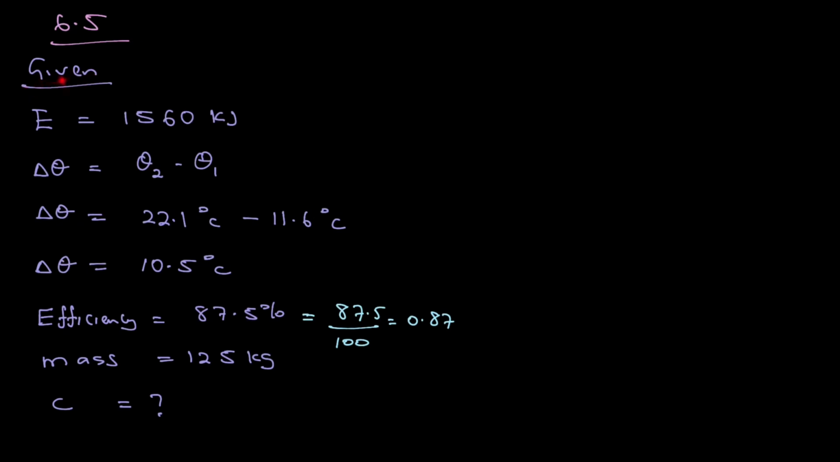So given, we always check what's given to us. We've got the energy, which is 1560 kilojoules, and we've got the change in temperature, which is the final temperature minus the initial temperature, and that is 21.1 degrees Celsius minus 11.6 degrees Celsius, and that gives us 10.5 degrees Celsius. Efficiency is 87.5%, which means it's 87.5 divided by 100, and that's 0.875. Mass is 125 kilograms. We need to find the specific heat capacity, which is C.